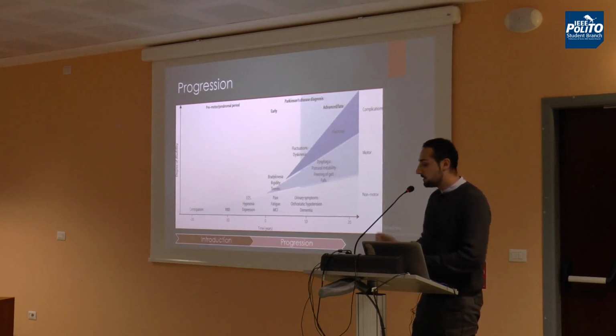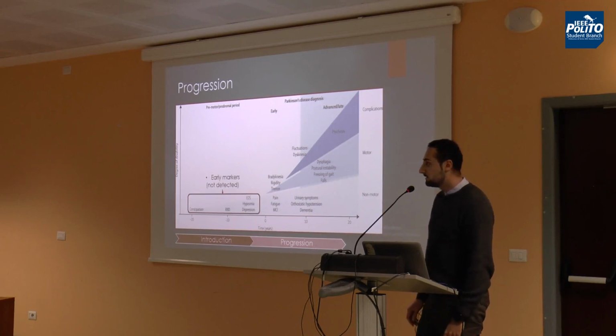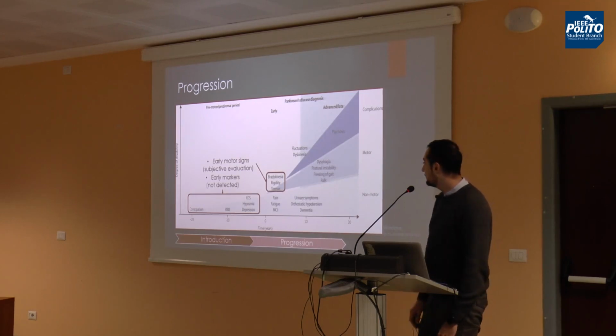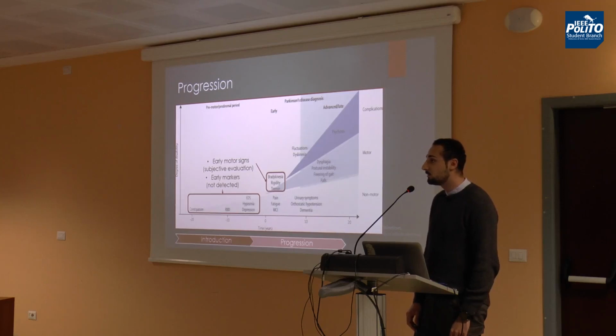So, what is the problem with Parkinson disease? First of all, some non-motor aspects of the disease manifest up to 20 years before the clinical diagnosis, but they are not detected, neither by the patient nor by neurologists. The diagnosis is mainly based on some motor symptoms, such as slowness of movement, rigidity, and tremor, which probably is the most well-known symptom of Parkinson disease.